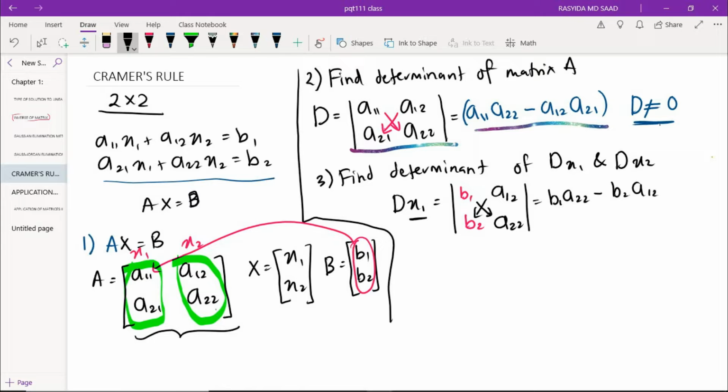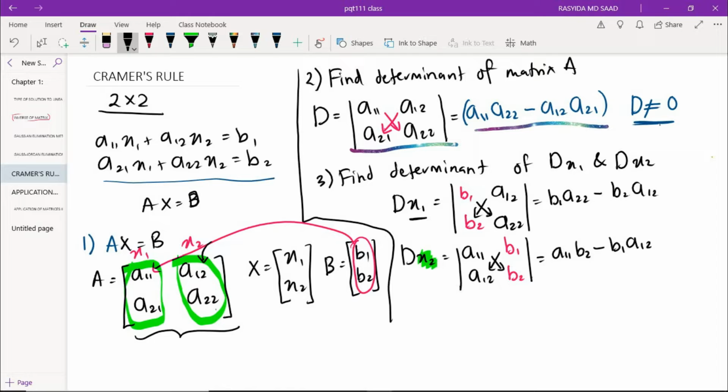Next one, the determinant of x2. Since right now we want to find the determinant for x2, we need to substitute the values of matrix B into the second column. So the first column stays A11, A21, and the second column is replaced with matrix B, B1 and B2. We will find the determinant of this matrix: A11 B2 minus B1 A21.